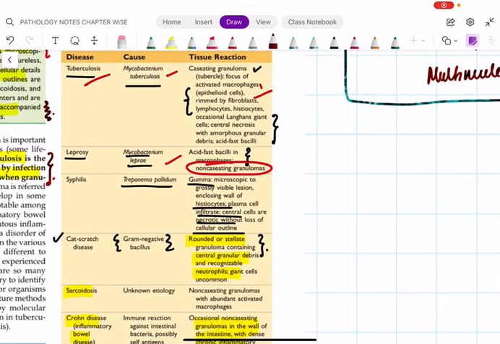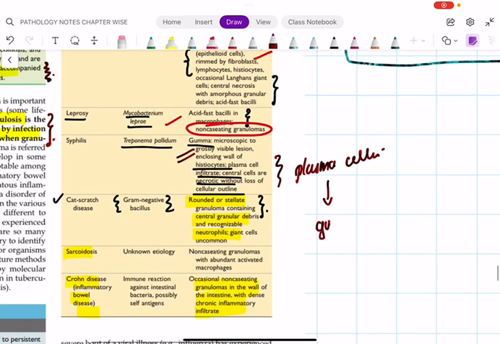Syphilis sometimes produces what we call a gummatous lesion, and syphilis is caused by Treponema pallidum. Here you can see plasma cell infiltrate. Usually in chronic inflammation, the macrophages, the Langhans giant cells and granulomas are all made up of activated macrophages, whereas in a gummatous granuloma there is plasma cell infiltration. It is a plasma cell granuloma. Which of the following is a plasma cell granuloma or gummatous granuloma? The answer is syphilitic granuloma.